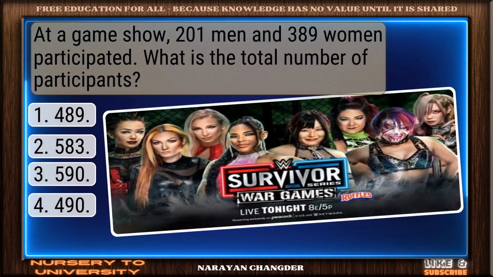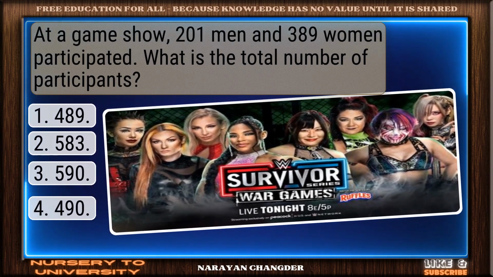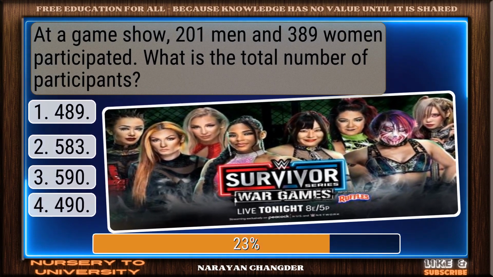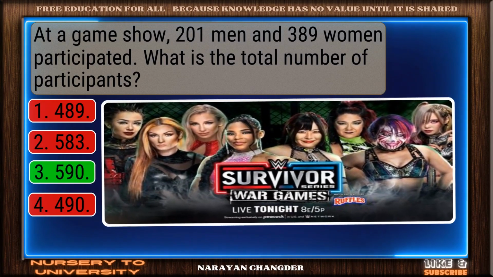At a game show, 201 men and 389 women participated. What is the total number of participants? On track. 590 is the correct answer.